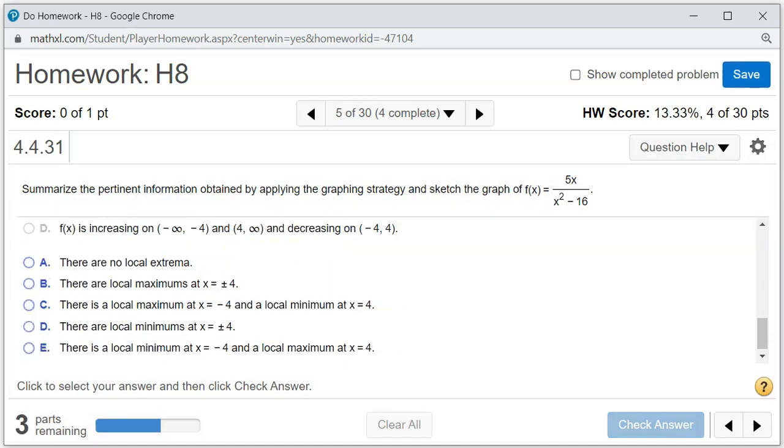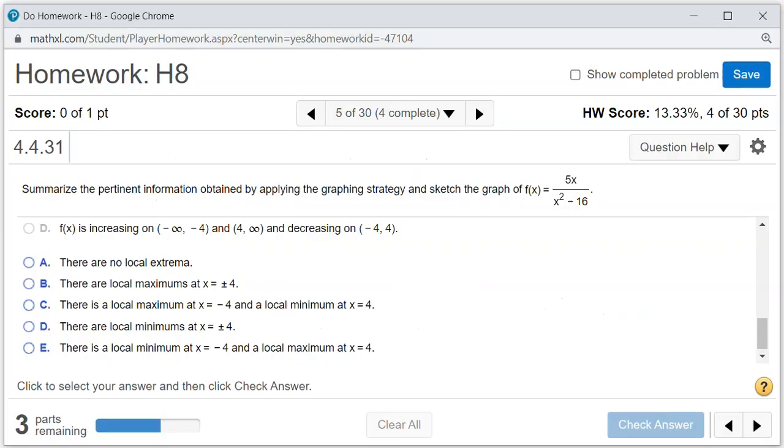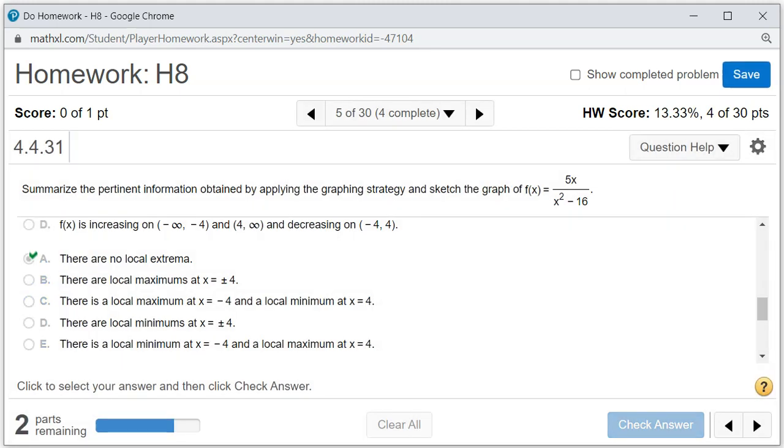Next we look at local max and local min. Since the function is always decreasing, there is no local maximum and no local minimum. So there are no local extrema. We check that.